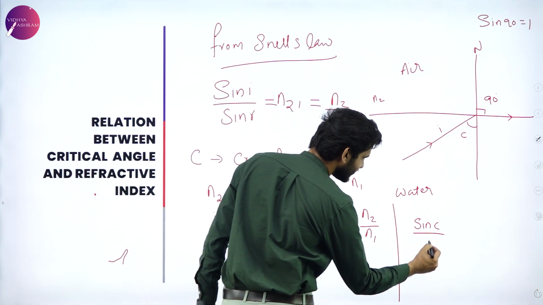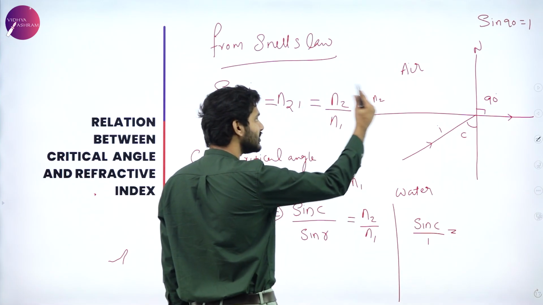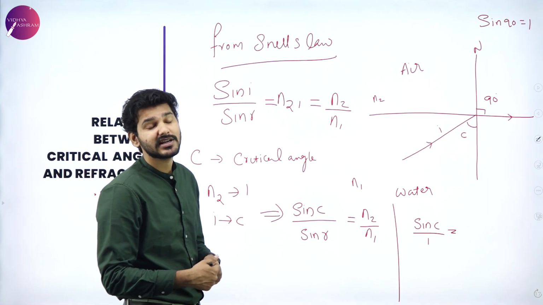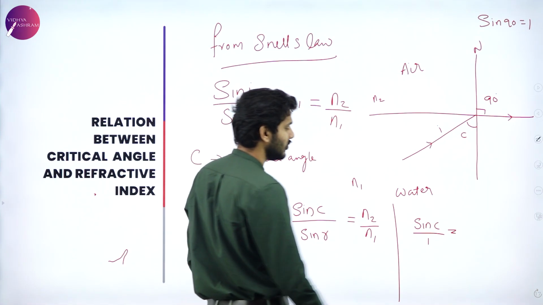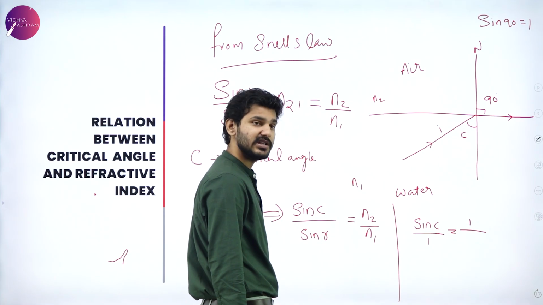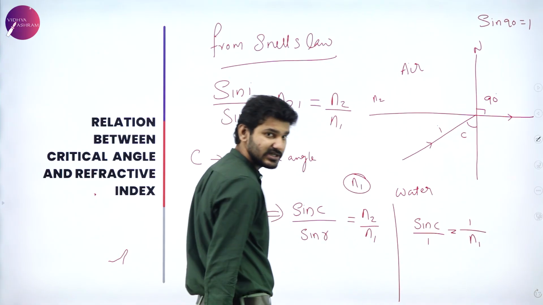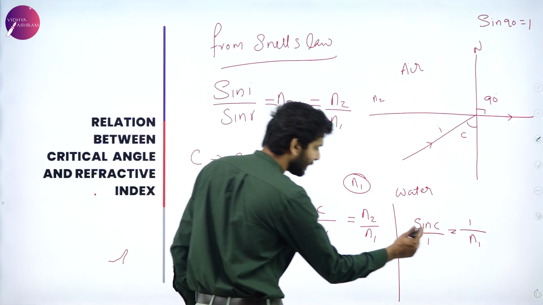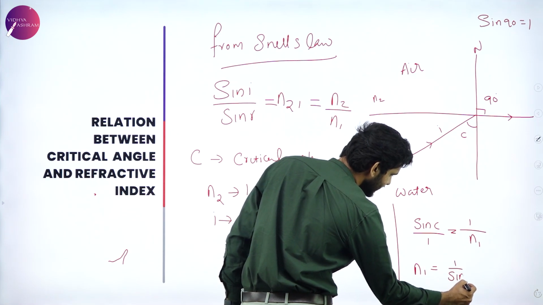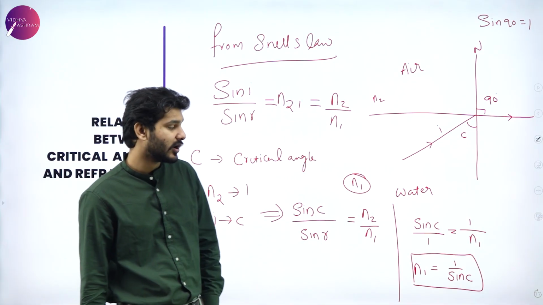So we can say that sine C divided by 1 is equal to N2. N2 is the refractive index of the rarer medium, which is air in this particular case, and that is also taken as 1. So here it will be 1 divided by the refractive index of the first material medium, which is N1. So we have a final relation, that is N1 is equal to 1 by sine C. Or we can also say that sine C is equal to 1 by N1.